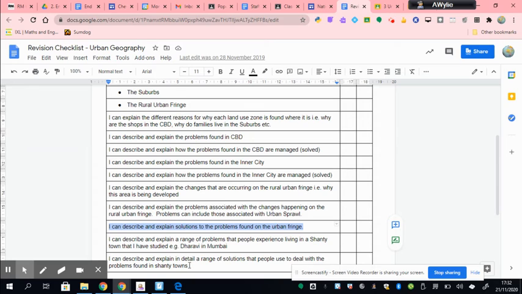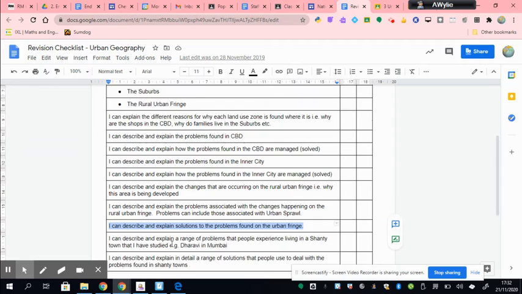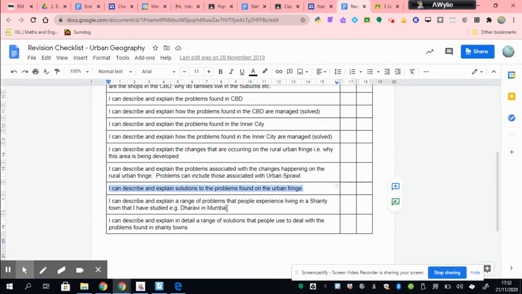Second key theme that you're going to want to revise is going to be looking at shantytowns. And this is really just two areas. So you might be asked to describe and explain problems. So describing would just be identifying a problem, explaining would be saying why it's a problem, how does it affect people? And you would want to write your answer in the context of the shantytown that we studied, which was Dharavi in Mumbai. So that's one type of question.